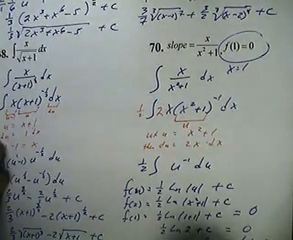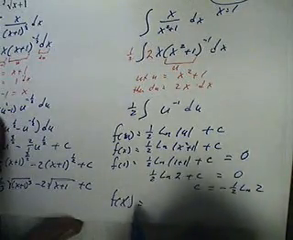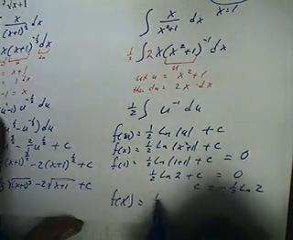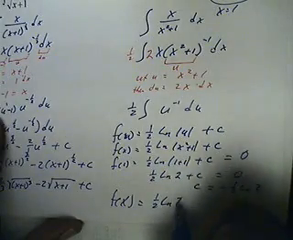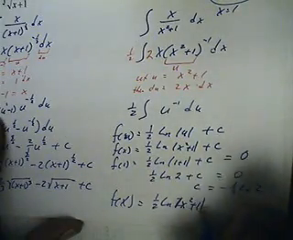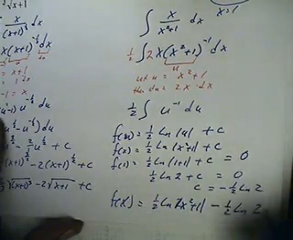So in conclusion, we would say that the parent function is 1/2 natural log of x squared plus 1, and then the c will be negative 1/2 natural log of 2.